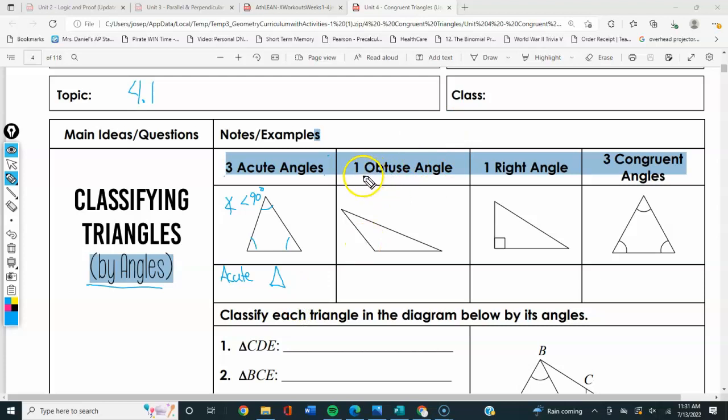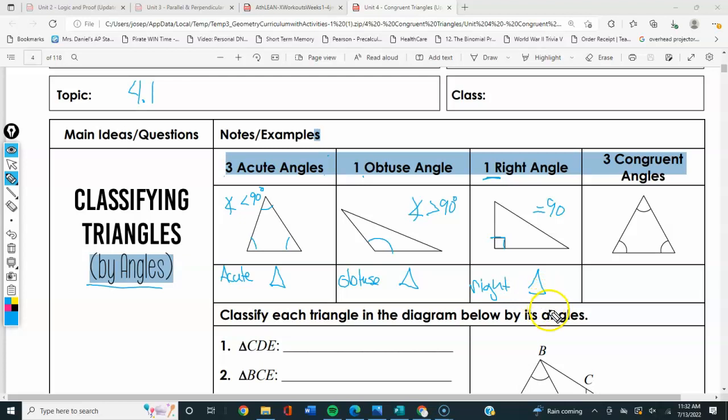But now here, if I look at my biggest angle, it's obtuse. It's bigger than 90 degrees. So if my biggest angle is greater than 90 degrees, then you'll never guess it, we call it an obtuse triangle. Now, my biggest angle is a right angle, is 90 degrees. That's a right triangle.